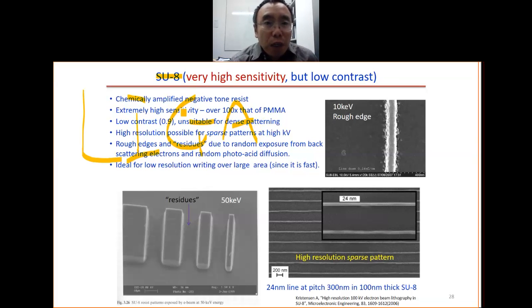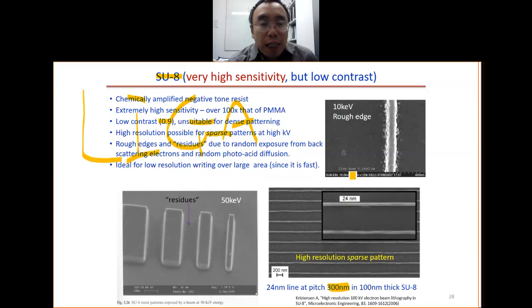But as we know, when you have very high sensitivity, you get low contrast. This is also the case for the SU8. The contrast is only 0.9. For the case of PMA, the contrast is about 5 to 10. So when you have a low contrast, you cannot have very dense patterns. But for sparse patterns, you still get high resolution. You get 24 nanometer for the sparse patterns. But here the pitch is 300 nanometer. It's very, very sparse. With denser patterns, you get trouble.